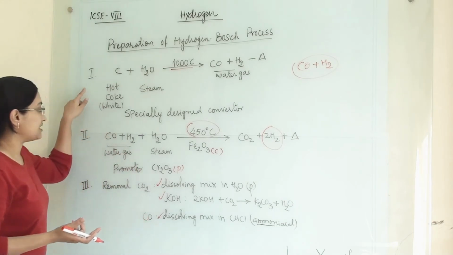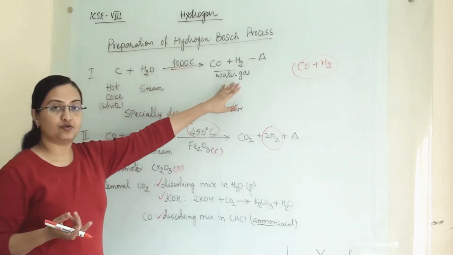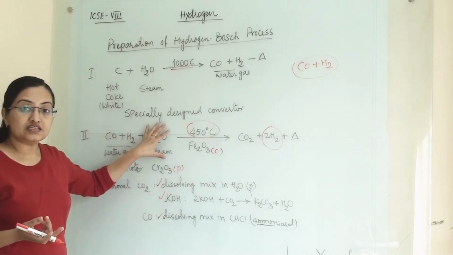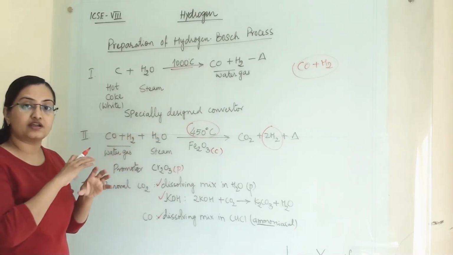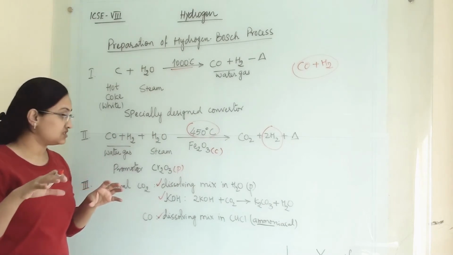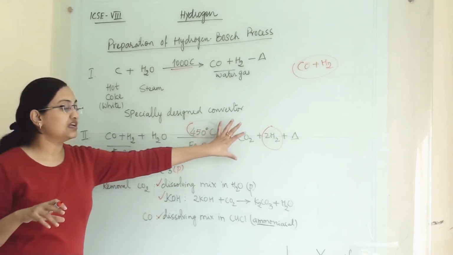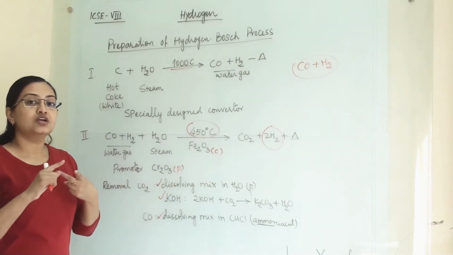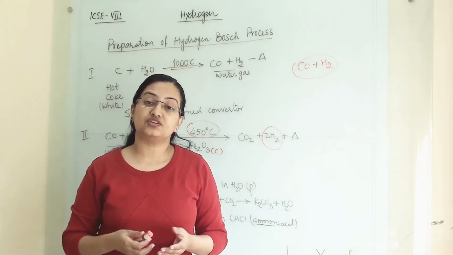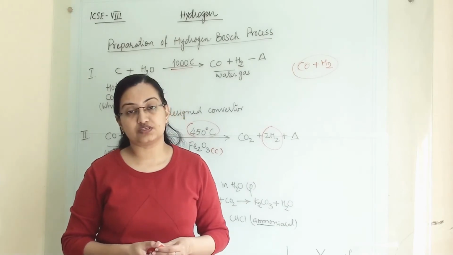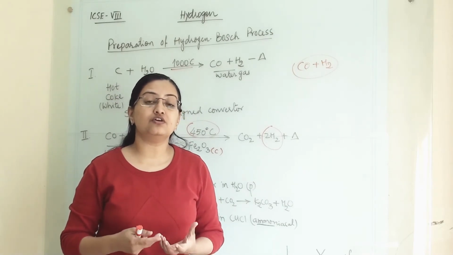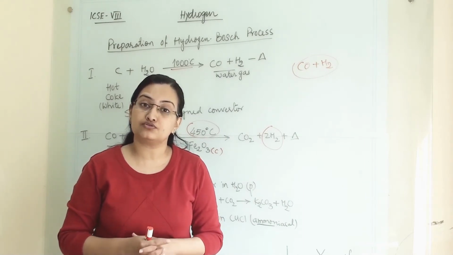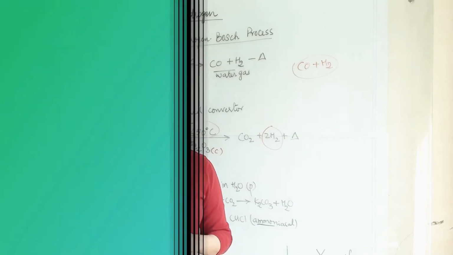Our reaction steps are two. In the first step we will get water gas, and in the second step, when water gas is passing through the steam, it will give us carbon dioxide and hydrogen. So this is how we can manufacture hydrogen gas via the Bosch process. In this process, the yield of hydrogen is relatively very high. So this process is also known as the industrial process.